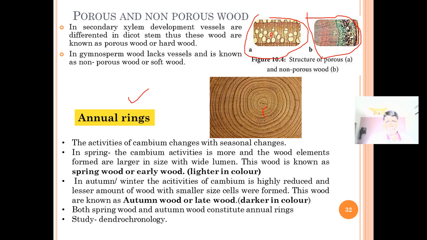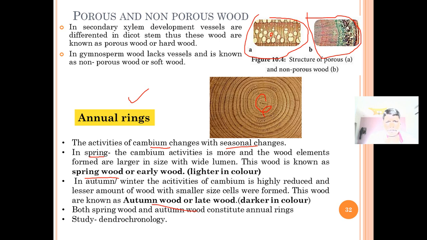Take this image. You may find several small circles, very differentiated alternating bands of light and dark rings. These rings we call annual rings. How are these annual rings formed? Due to the activity of the cambium. If seasonal changes occur, these rings will be formed. According to the annual ring, two types of rings are formed: one is the spring ring and another one is the autumn ring. We call them spring wood and autumn wood.